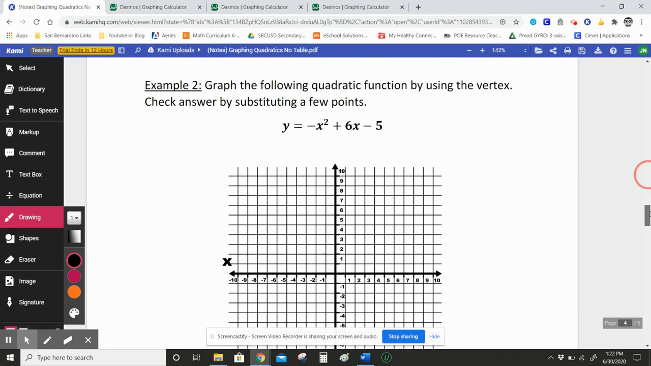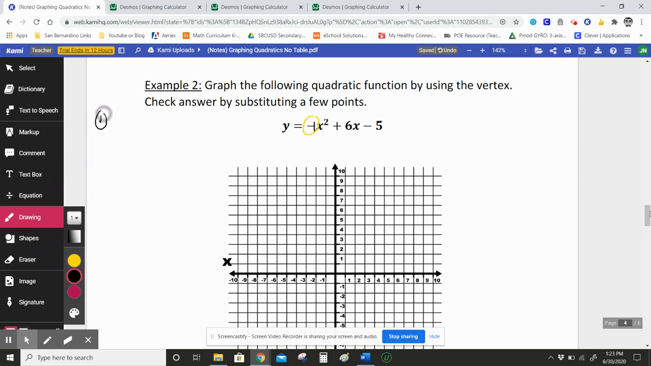So example number 2. Let's graph this by following the steps that we did earlier. Same thing, let's make a prediction, graph it, and see what we get. So first thing we need to do is look at the value of a. The value of a is the number that's in front of the x squared, which in this case is -1. So the -1 is our value of a.